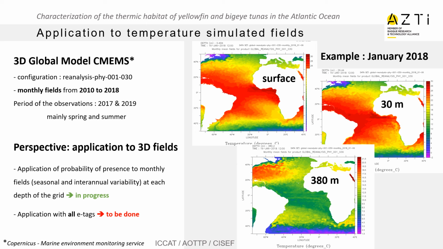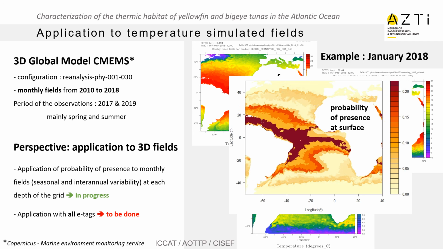So we are going to apply the probability of presence to monthly fields at each depth of the grid to be able to study the seasonal and interannual variability. Here, as an example, you have the probability of presence at surface for January, but the work is still in progress and we haven't finished.